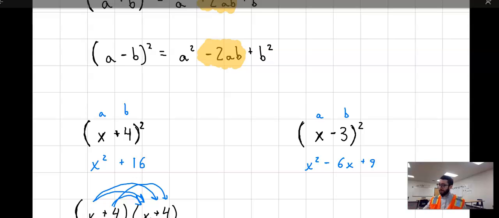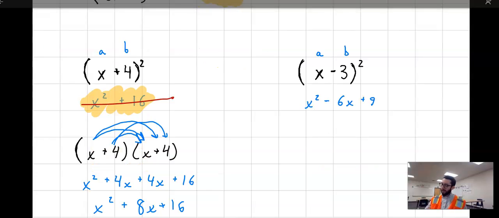Like I said, the big mistake that I find my students make is this right here, where we forget that middle term. So make sure you do not forget that middle term. Worst case scenario, write it out and distribute like we did to the left.